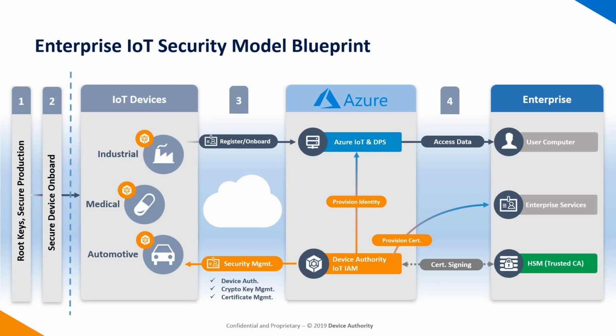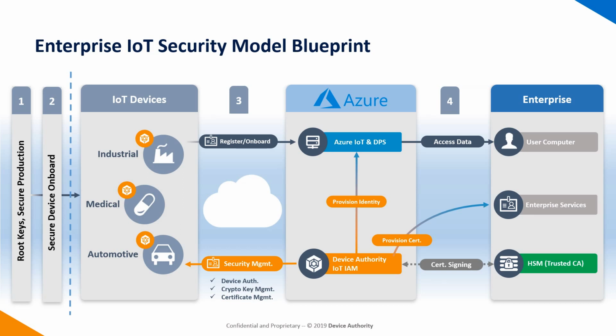Steps 1, 2, 3 and 4 represent the basic 4 steps an IoT device goes through for security. Step 1 is establishing that trust in the factory or production by inserting those root keys. Step 2 is securely onboarding and registering your devices and authorizing them to connect to your services.